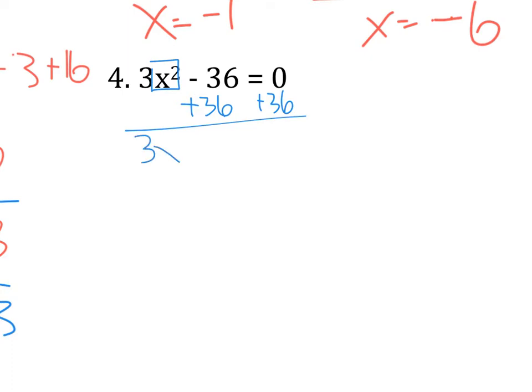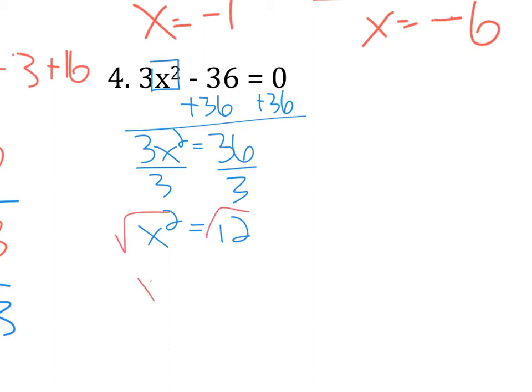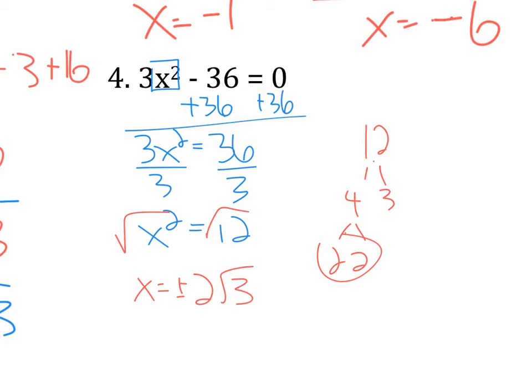And we get 3x squared equals 36. Divide by 3. And x squared equals 12. Then we can take the square root, and x equals, break down 12, it's 4 and 3, 2 and 2, there's my pair, so I get plus or minus 2 root 3.